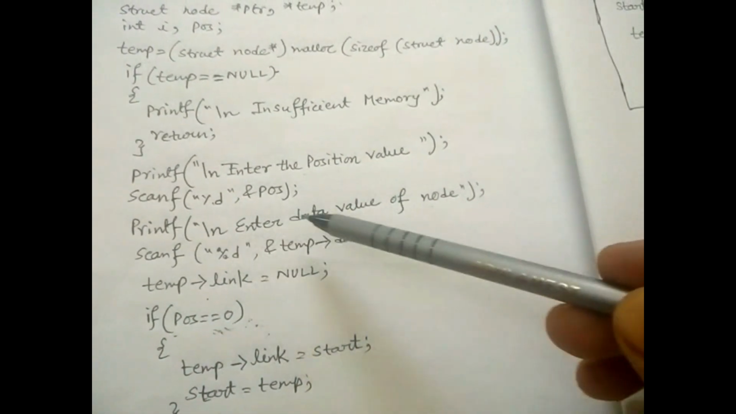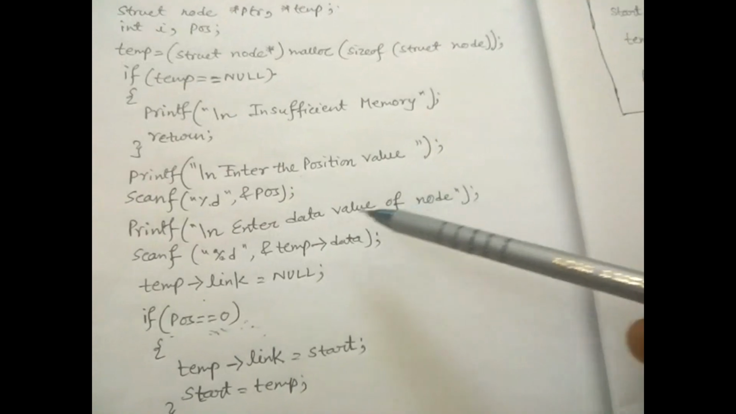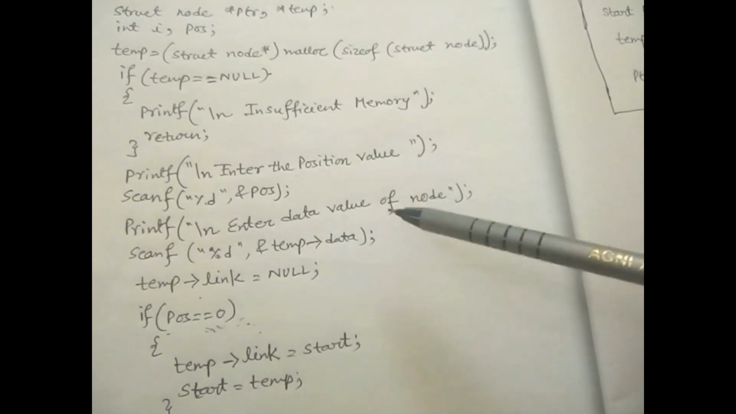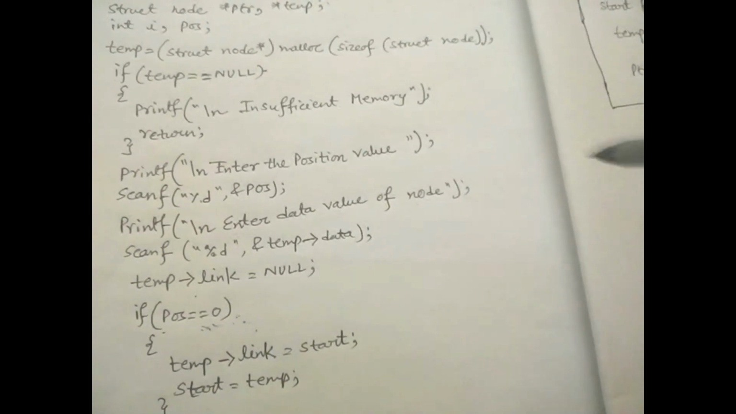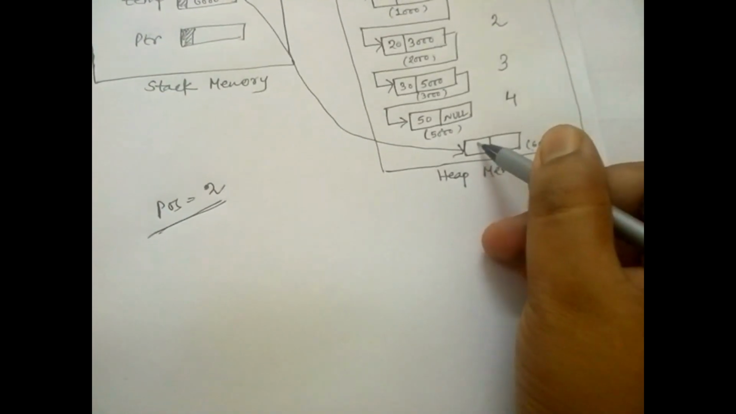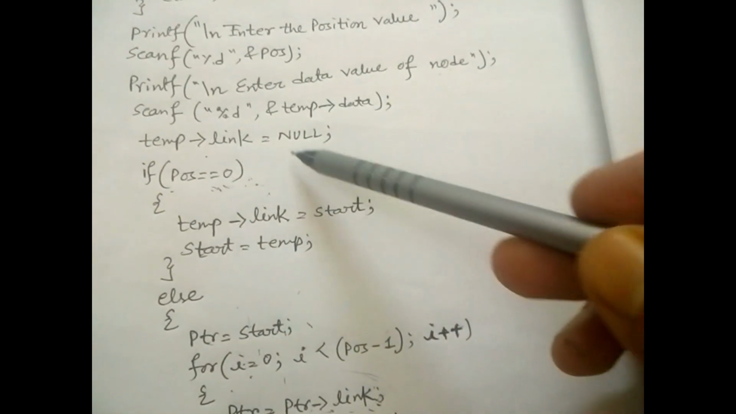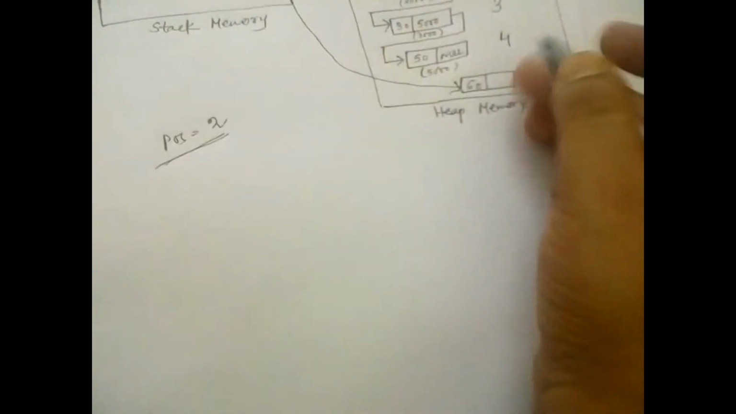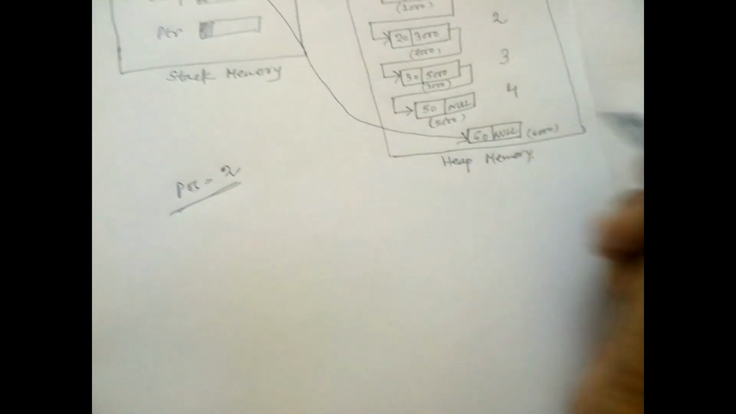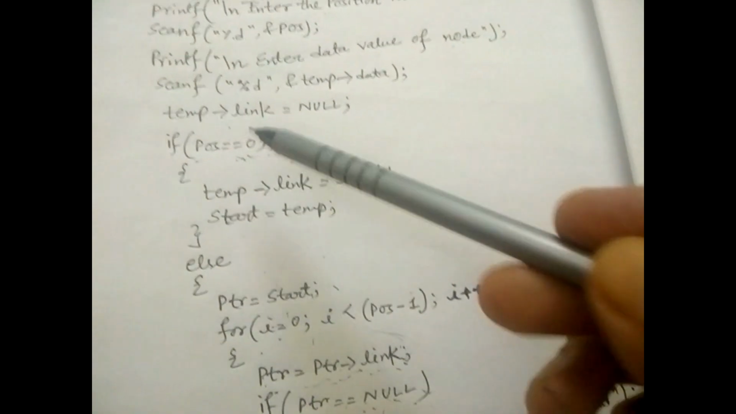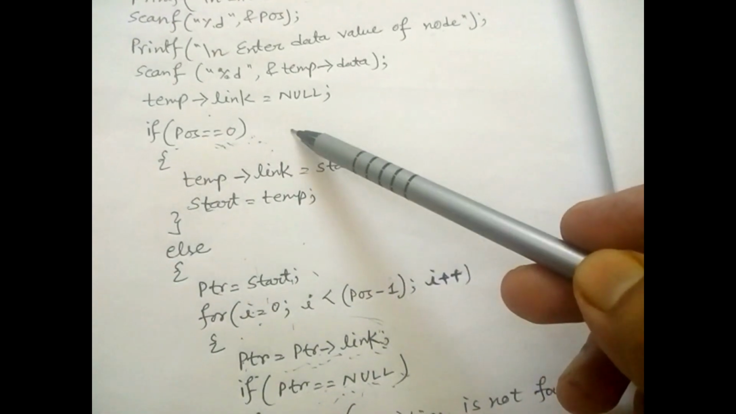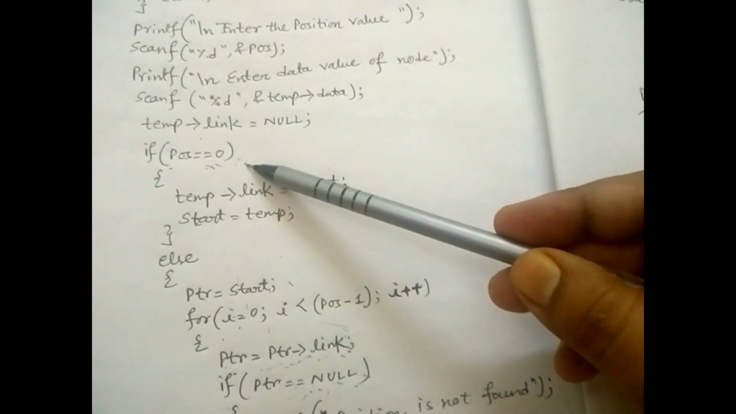Now printf: enter the data value of the node. We are inserting the data value into the data section of the temp node. Okay, suppose the value is 60. Now temp arrow link equal to null, so it is null. Now check POS equal to 0 or not, but we assume that POS equal to 2. The condition is not satisfied.